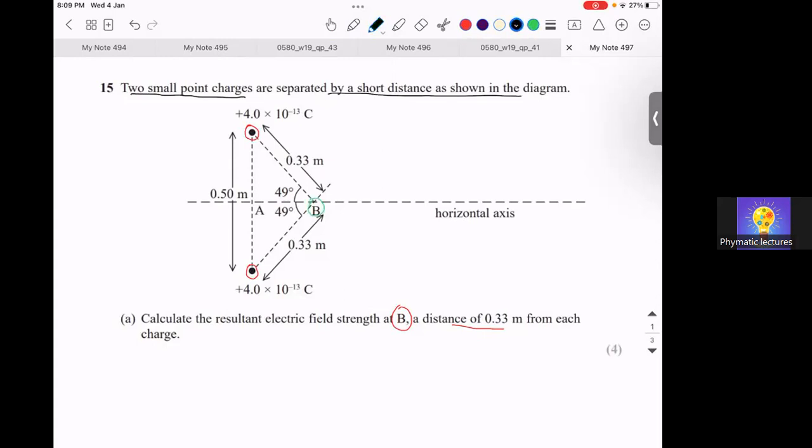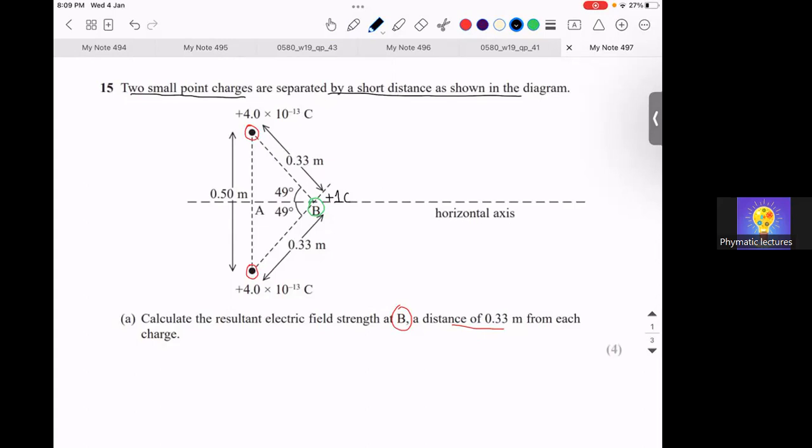So what is the basic idea behind it? If you want to find an electric field at any point due to a point charge, at that point we have to keep a unit positive charge. So we have to keep a unit positive charge at that particular point.